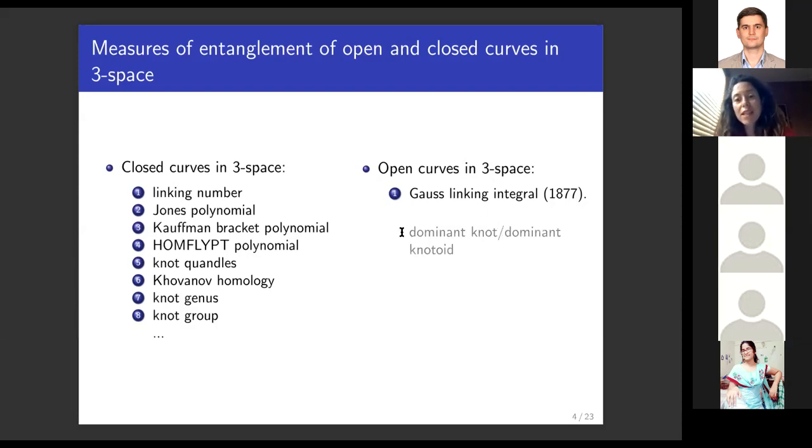I want to emphasize that to understand the difference with what I'm going to talk about later. The dominant knot and dominant notoid approaches approximate a curve in 3-space either by a closed curve or by a diagram.